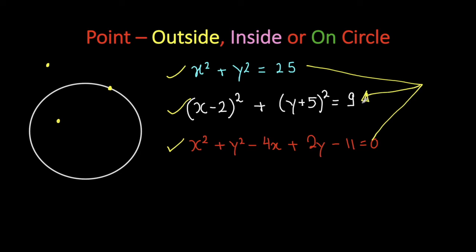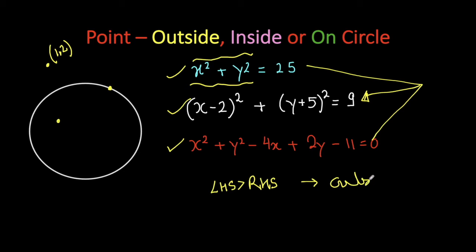Okay, so now if the point is given, let's say (1, 2), and I want to find whether it is inside or outside the circle. So what you have to do is check the left hand side. Put x equal to 1 and y equal to 2, and if the left hand side, LHS, is greater than RHS, then this is the condition for outside.